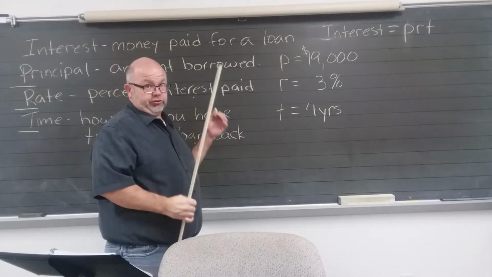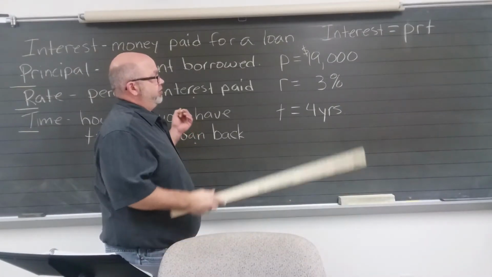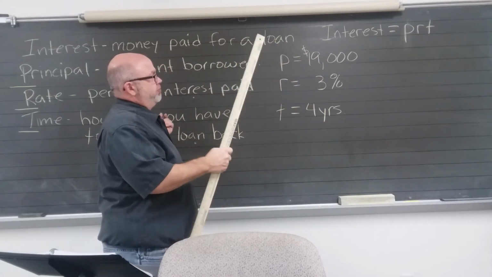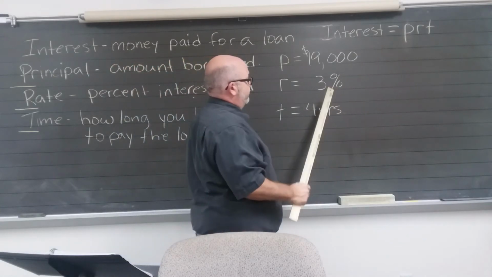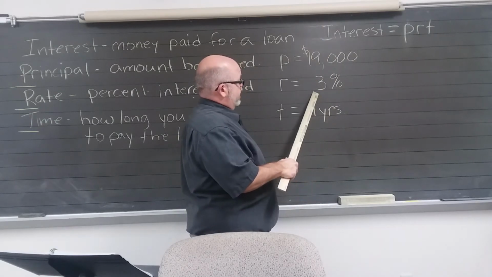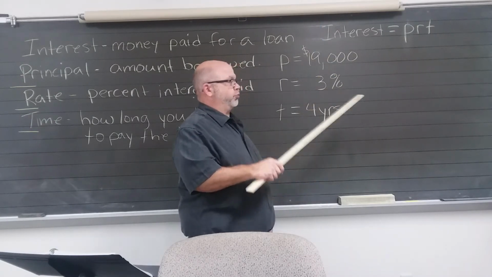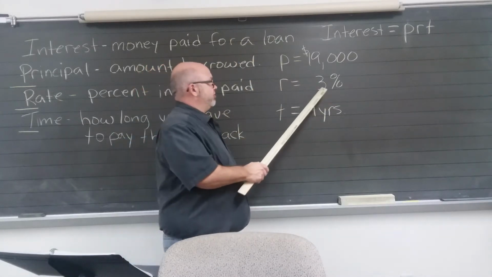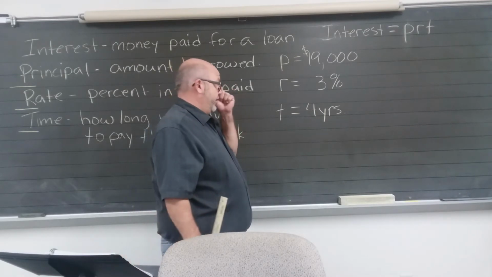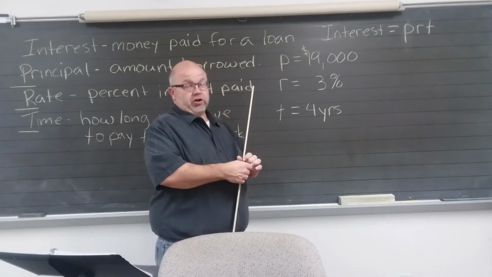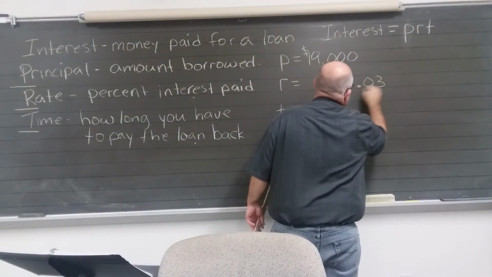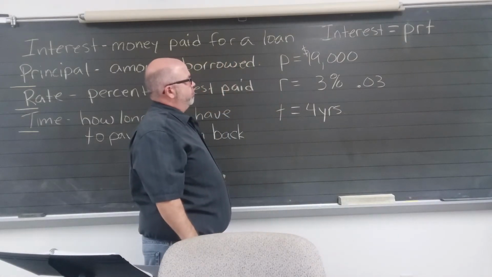To see how much interest you're paying to borrow this amount of money for 4 years at 3% interest, you simply go principal times rate times time. You can do this in any order that you want to, all right? But there's going to be a decimal point. What is the decimal for 3%? Alex. 3% looks like what as a decimal? And you have to get this right or you won't have your answer right. 3%, 3 over 100 is what? 0.03, right. Thank you. All right, 0.03.